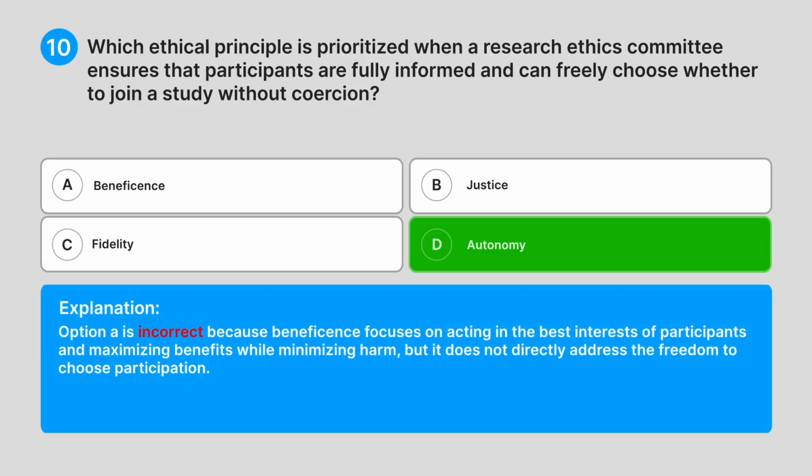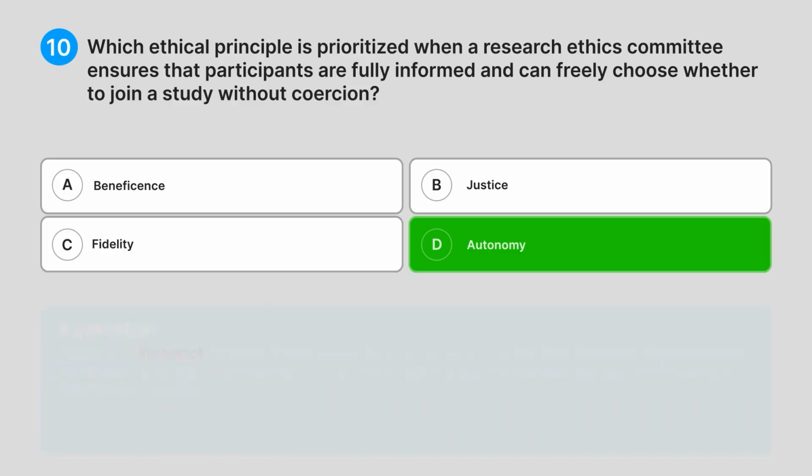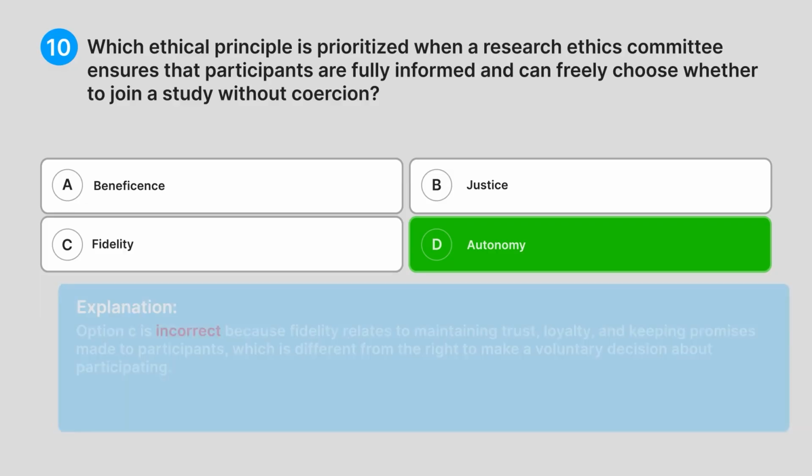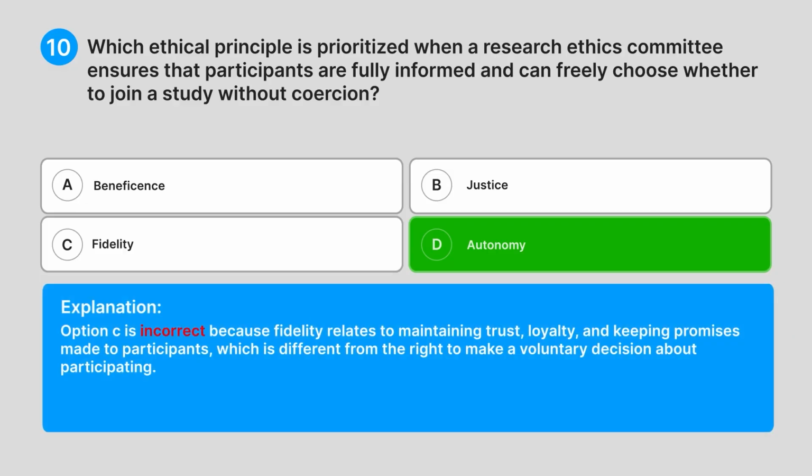Option A is incorrect because beneficence focuses on acting in the best interests of participants and maximizing benefits while minimizing harm, but it does not directly address the freedom to choose participation. Option B is incorrect because justice concerns the fair distribution of research benefits and burdens across different groups, but it doesn't specifically deal with the individual's right to choose participation. Option C is incorrect because fidelity relates to maintaining trust, loyalty, and keeping promises made to participants, which is different from the right to make a voluntary decision about participating.